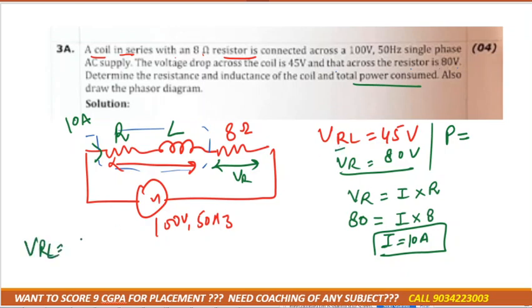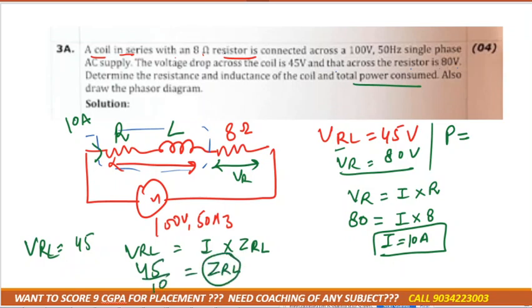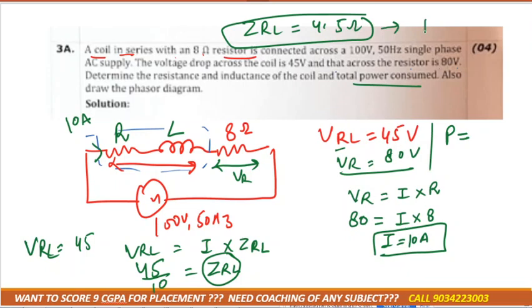Another thing they have given is VRL equal to 45 volts. VRL is equal to I into ZRL, since they are talking about the coil. VRL is 45 and the current is 10, so we get ZRL equal to 4.5 ohm. So we get one equation from here: root of R square plus XL square for the coil is 4.5.